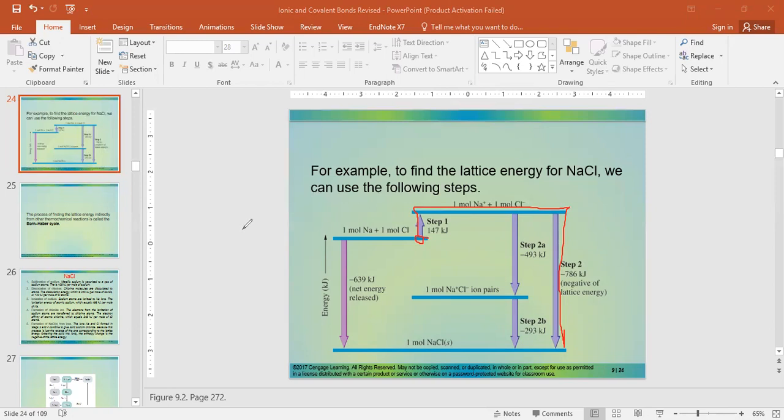So if you're told to give the Born-Haber cycle of the bonding between sodium and chloride, you don't give just this one. You give the complete one. Yes, it is important to follow.